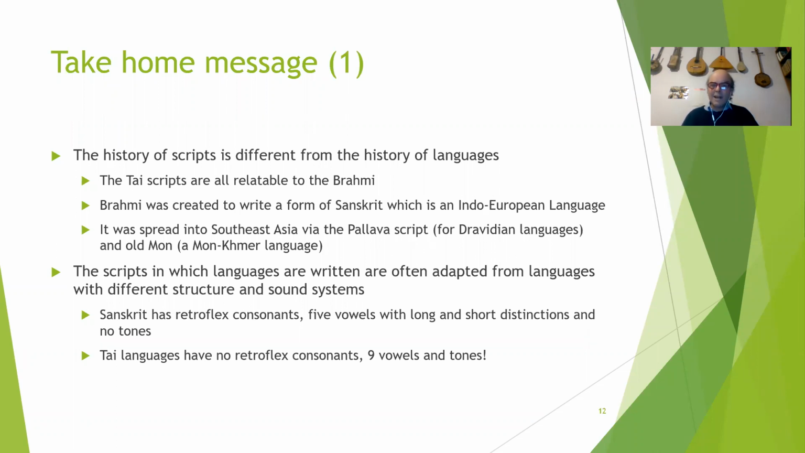Brahmi was created to write that form of Sanskrit, but it was adopted by other languages from other language families, and it spread into Southeast Asia via the Pallava script. This is used for Dravidian languages. And then from there to Old Mon, which was one of the most important languages in Southeast Asia at the time.